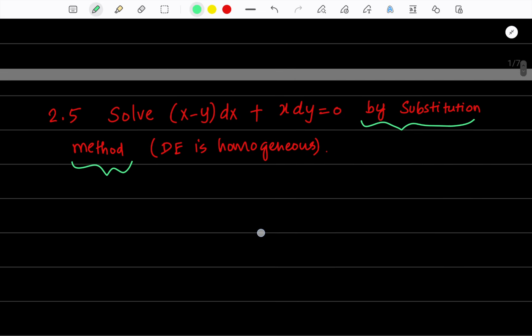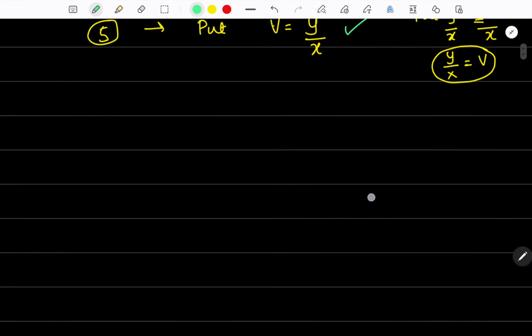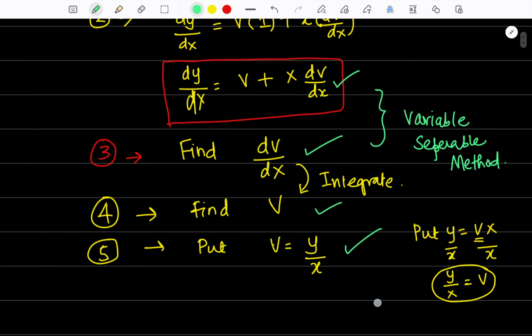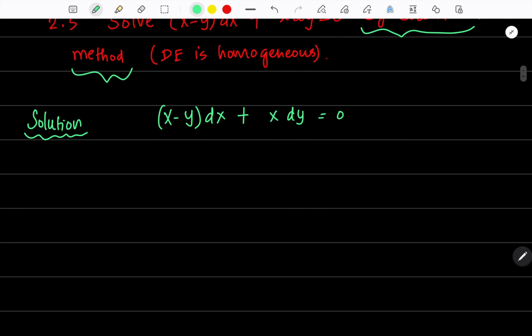Right. So let's start now the solution. (x minus y) dx plus x dy is equal to 0. So let me bring it to the form dy by dx, because for y we are going to put dy by dx is equal to this formula. Okay, right. So let me start forming. dy is already there. So I'm writing x dy is equal to minus (x minus y) dx.